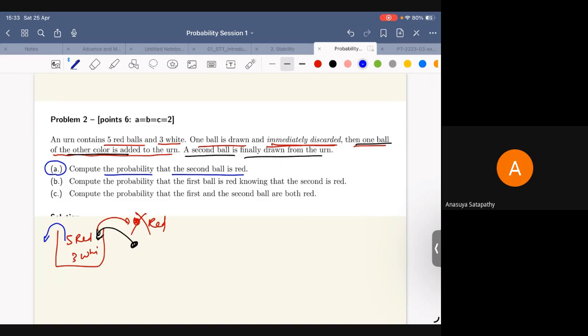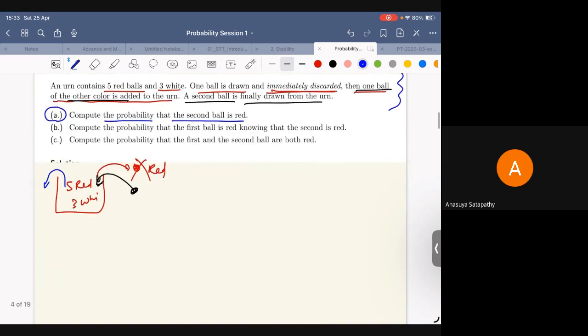Okay. What is the probability that the second ball is red? And these are the conditions given. So let's think. I don't know what my first condition is. You say, what should I do? Should I get a white ball or a red ball? Whatever the condition, I have to consider both of them.